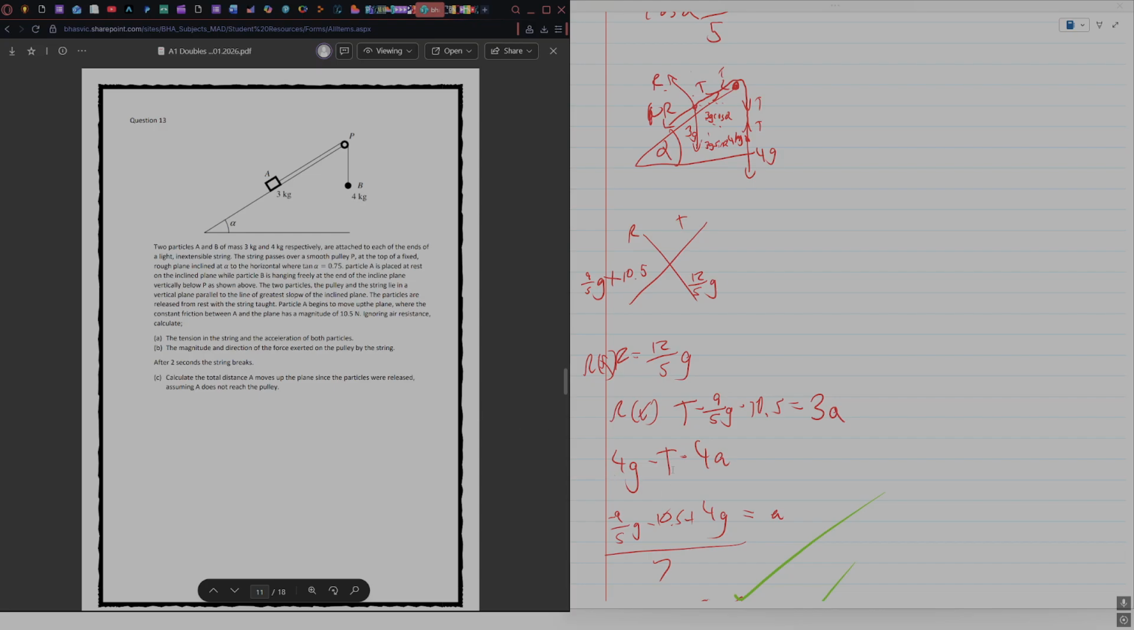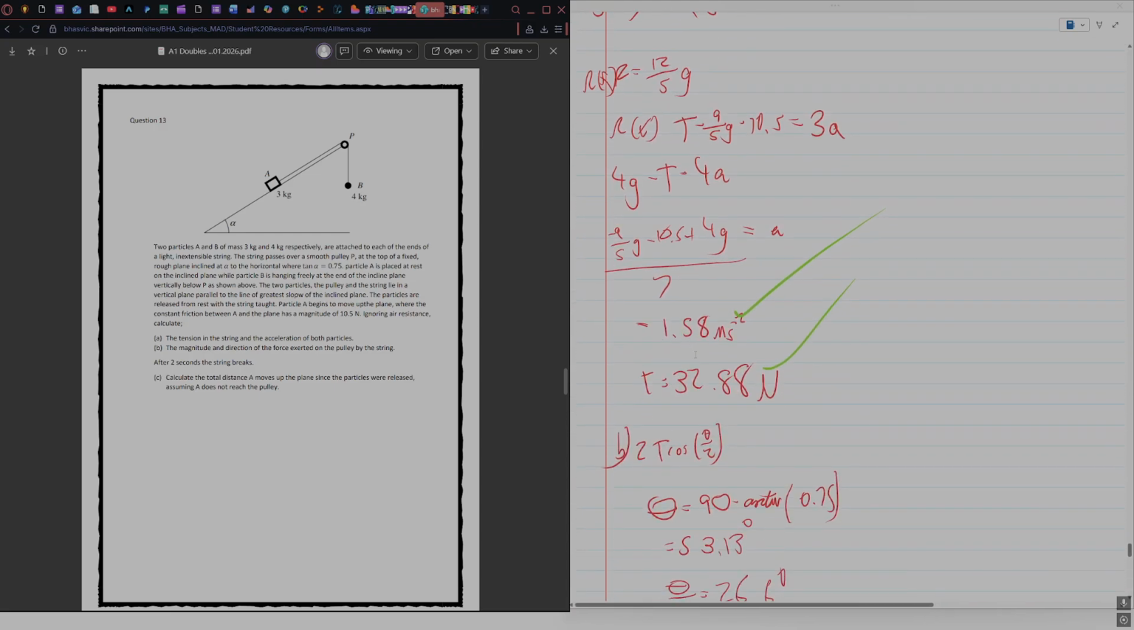and then you can find the tension in this. So you resolve B, and then you resolve A. You resolve A perpendicular to get your R value, and then when you resolve parallel, you get your equation of motion, and then for your other equation of motion, you just resolve B, and then solve simultaneously, and you get your answers.